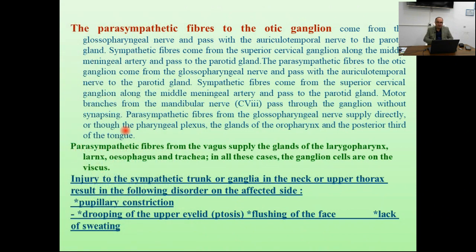The parasympathetic fibers to the otic ganglion come from the glossopharyngeal nerve and pass within the auriculotemporal nerve to the parotid gland. Sympathetic fibers come from the superior cervical ganglion along the middle meningeal artery and pass to the parotid gland.